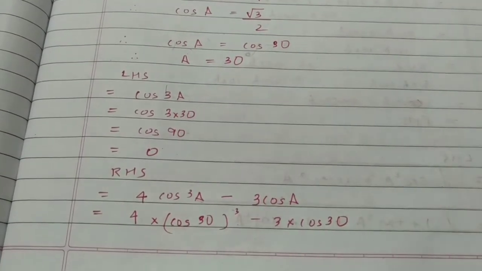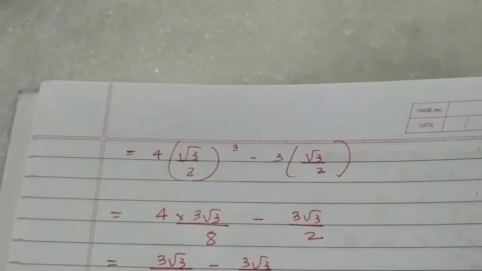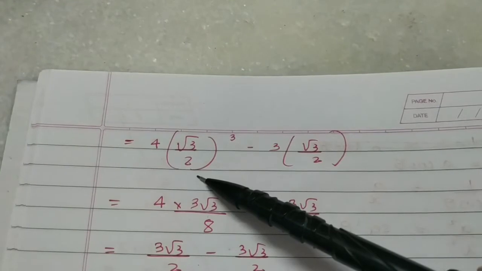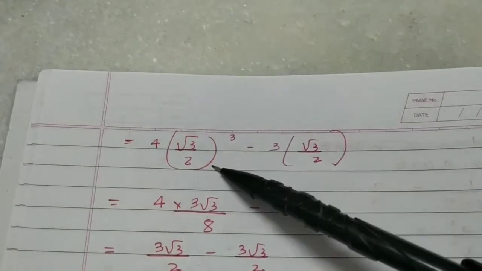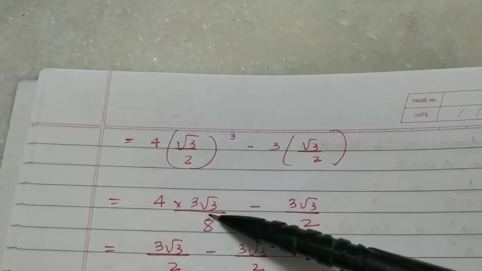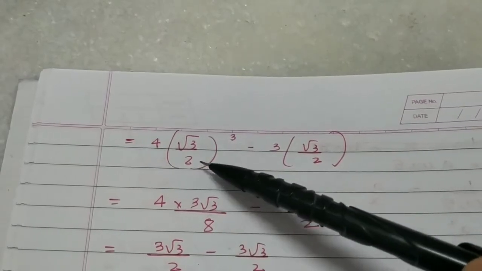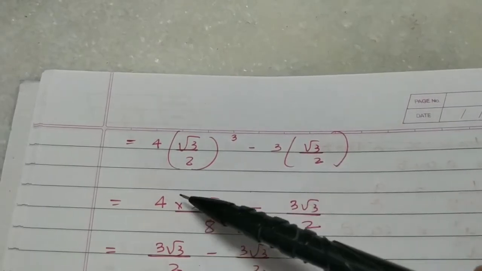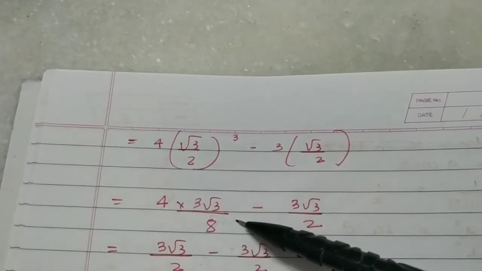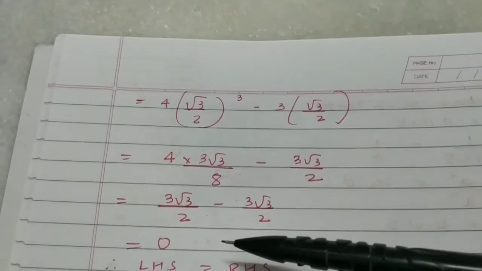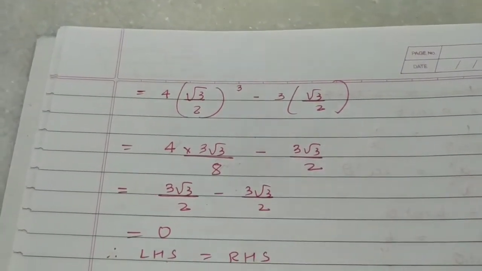Now what's the value of cos 30? Tell me quickly. It's root 3 upon 2. So we substitute that value. Root 3 cube, that is root 3 into root 3 into root 3, is 3 root 3. 2 cube is 8. Now here 4 ones are 4, 4 twos are 8. So you get 3 root 3 upon 2 minus 3 root 3 upon 2, that is 0. That is how LHS and RHS are now equal.